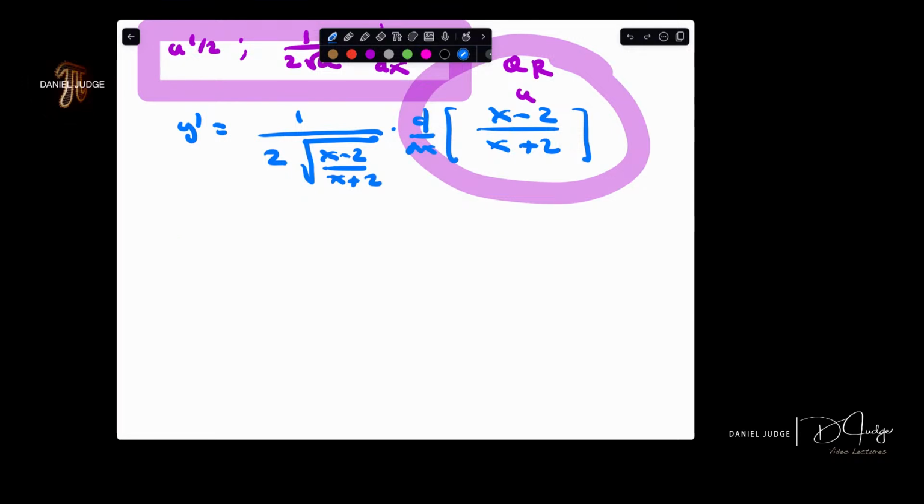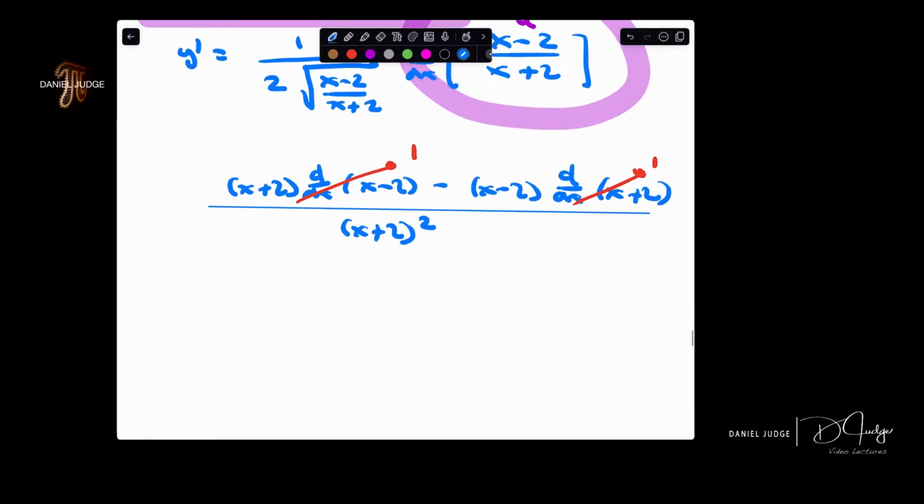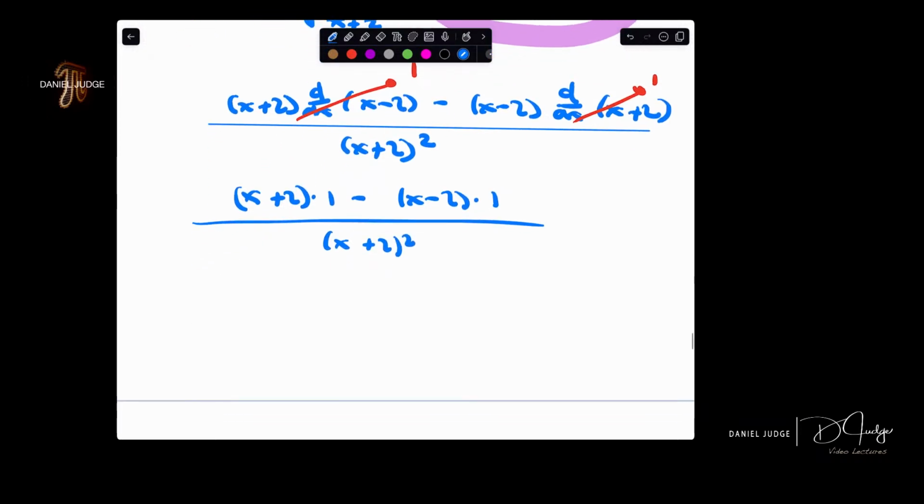So that derivative by quotient rule: we take the denominator and square it. Bring up the denominator, differentiate your numerator. Bring out the numerator, differentiate the denominator. Quotient rule. The nice thing about this question is you got these nice ones here. So we end up with just, if we write down, the x plus 2 times 1 minus the x minus 2 times 1 over x plus 2 squared.